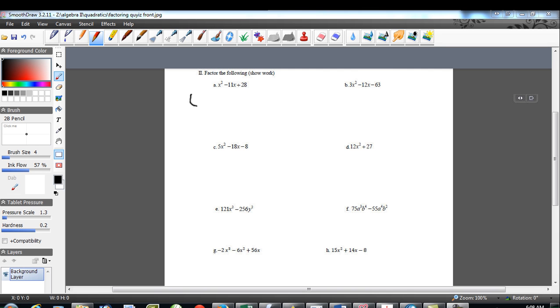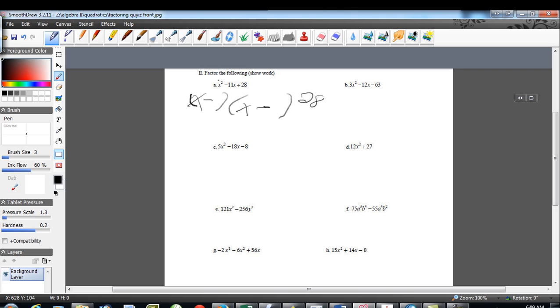Okay, this is quiz corrections. Need to make sure you show your work. This guy right here, simply coefficient is 1. Let's get a darker pen in. This becomes x, that becomes x minus, because I see a minus, minus times a minus is a negative.